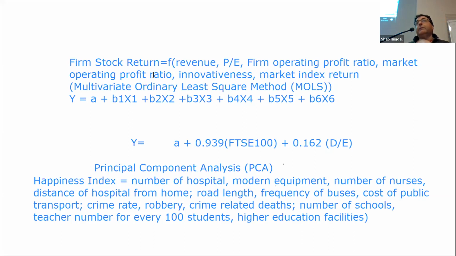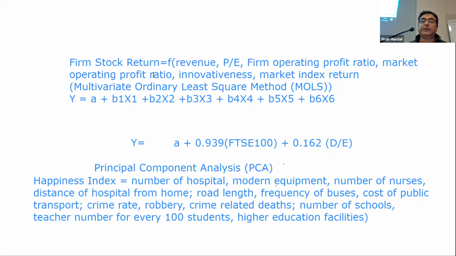Because revenue you see from accounting books, the firm operating profit ratio you see from accounting books, and obviously when you see for all the companies, the whole market operating profit ratio, that also comes from the accounting books basically. So I had 3 accounting performance variables.